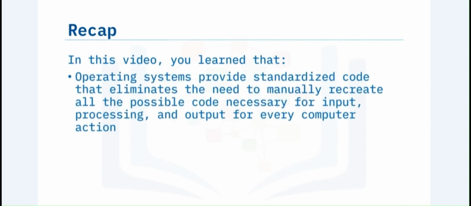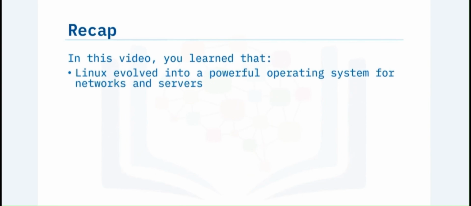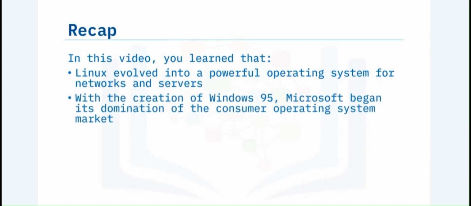In this video, you learned that operating systems provide standardized code that eliminates the need to manually recreate all the possible code necessary for input, processing, output, and storage for every computer action. In 1956, GM Research created the first operating system that is also credited as being the first single-stream batch operating system. Linux evolved into a powerful operating system for networks and servers. With the creation of Windows 95, Microsoft began its domination.